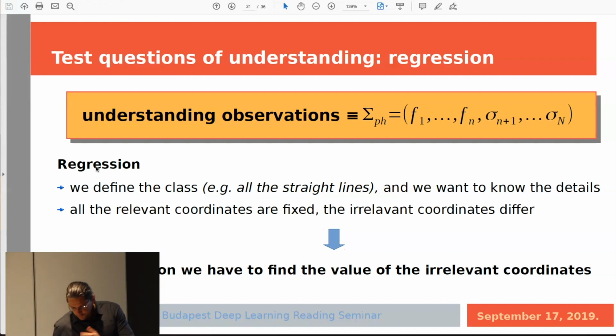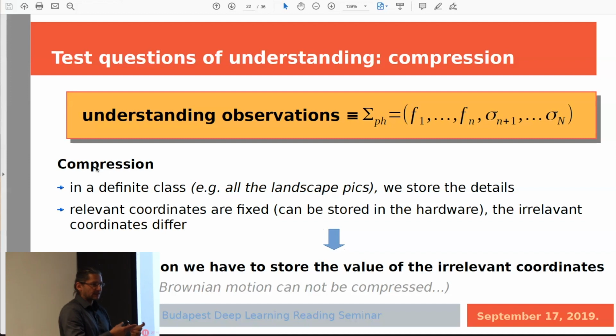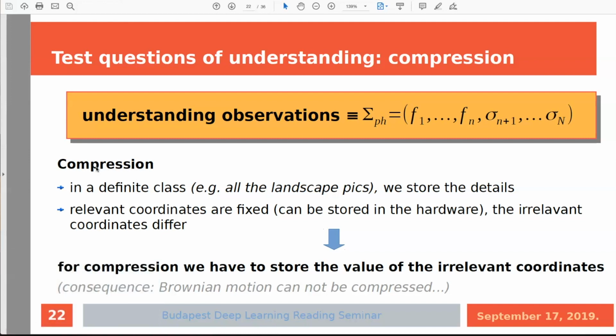So this was classification, and for regression we have to find the values of the irrelevant coordinates. It's just the other part of this coordinatization. Compression. What about lossless compression? It is the same, because we have a definite class. For example, we want to compress all the landscape pictures. That means that the relevant coordinates are fixed, and it can be stored in the hardware. What cannot be stored in the hardware are the details, and this is what a compression should store in order to reconstruct the original image, for example. So for compression, we have to store all the values of the irrelevant coordinates. Again, this function is very useful, as we can compress very easily.